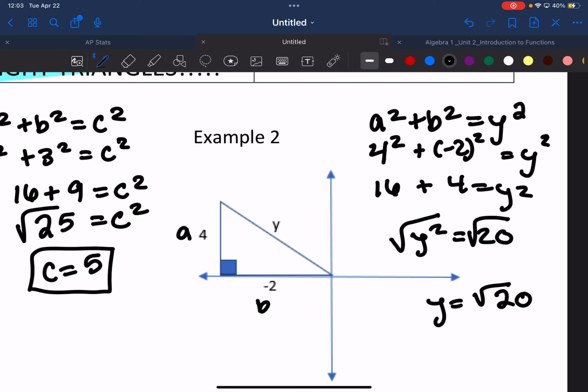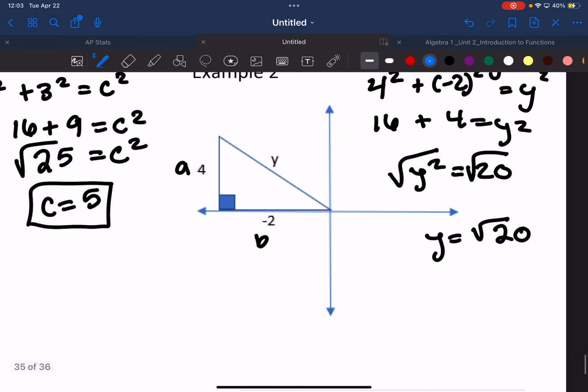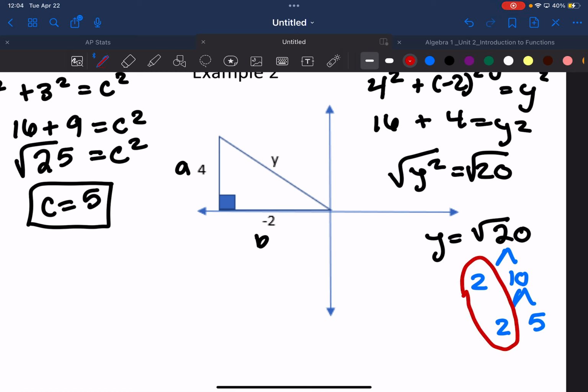The prime factor tree. So here we're bringing in some algebra 2 into geometry. So 2 goes into 20 10 times. 2 goes into 10 5 times. We stop there because 5 is prime. Since it's the square root, I'm going to circle groups of 2. And we only have one group of 2. And where is it going to go? On the outside. So y is equal to 2 square roots of 5.